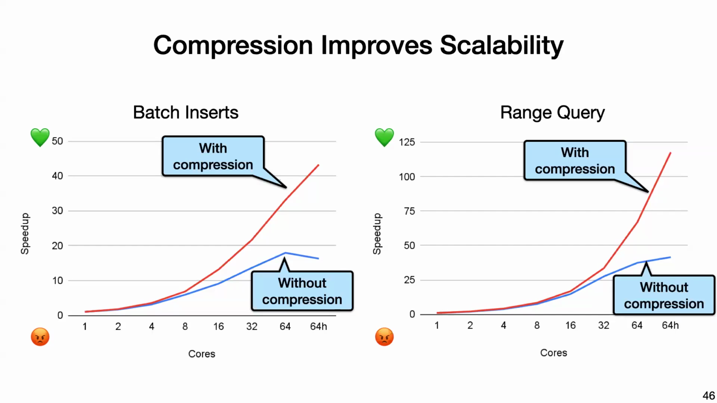And then similar, so that one is insert, this one is range query. Range query is much better because it doesn't have any writes. So range query you can see is like perfect scaling almost, it's going up over 100. And blue is less than 50.